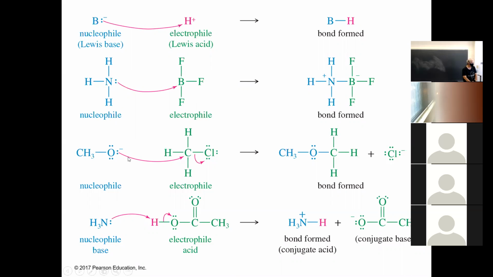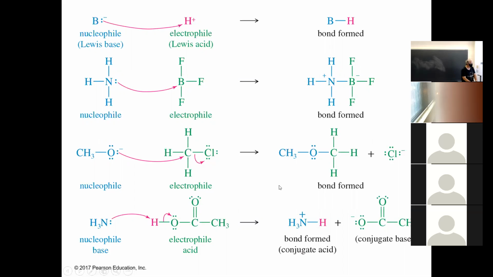Here we have CH3O minus. That's the nucleophile. There's a lone pair of electrons on the oxygen. When it forms a bond to carbon, that gives carbon too many bonds, and so chlorine leaves, taking this pair of electrons with it, so it becomes a chloride ion. And we have a bond formed between oxygen and carbon. Chloride has to leave or carbon would exceed the octet rule.